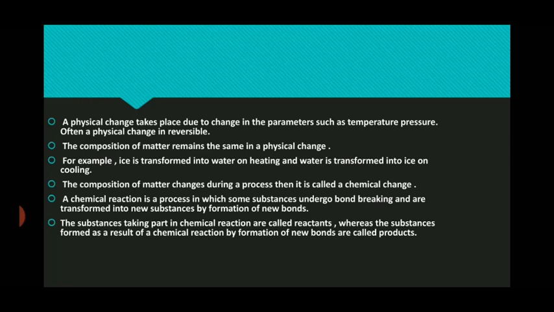And a chemical reaction is a process in which some substances undergo bond breaking and are transformed into new substances by formation of new bonds. So the atoms break their bonds, and again they form other combinations, and new bonds are formed. The substances taking part in chemical reactions are called the reactants, whereas the substances formed as a result of a chemical reaction by formation of new bonds are called the products.